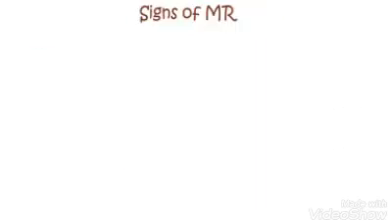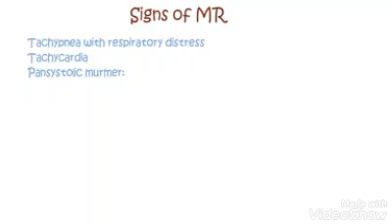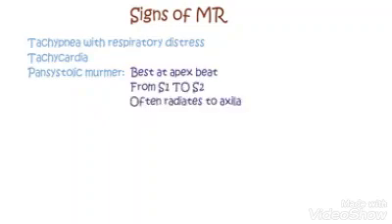So now let's talk about signs of mitral regurgitation. Patient may present with tachypnea, with respiratory distress due to pulmonary edema. Patient may present with tachycardia. Patient may present with pansystolic murmur. You can hear pansystolic murmur best at apex beat. And you can hear murmur during entire systole. That is, from S1 to S2, you can hear pansystolic murmur. Pansystolic murmur of mitral regurgitation often radiates to axilla.